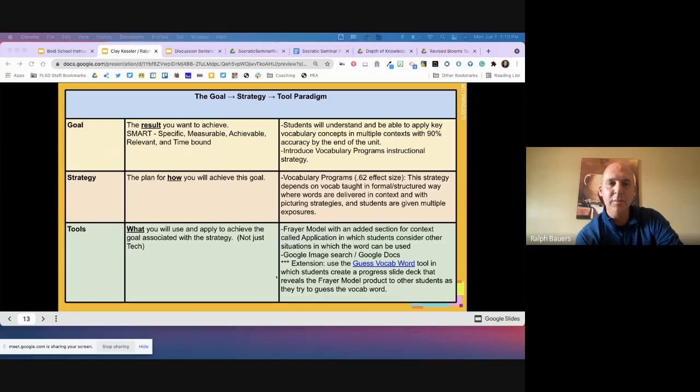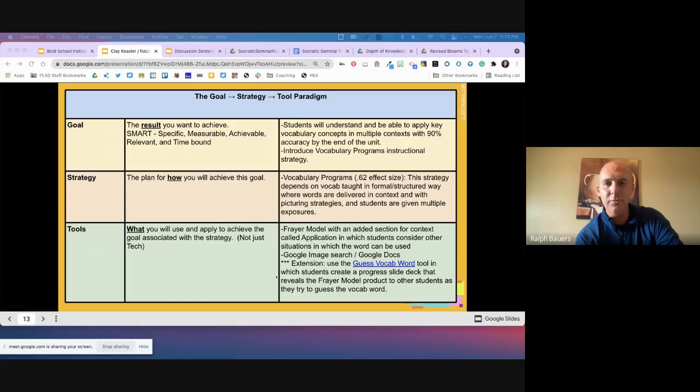So that's the bigger picture goal. Strategy: formally or in a structured way, attacking your vocabulary instruction, just meaning that you have it, make sure it's aligned to your standards, and that you're using context and picturing in some strategic ways with some activities that students can do with multiple exposures. The Frayer model was the one I showed before, and adding a section for context is getting it more into the relevance part of the framework.